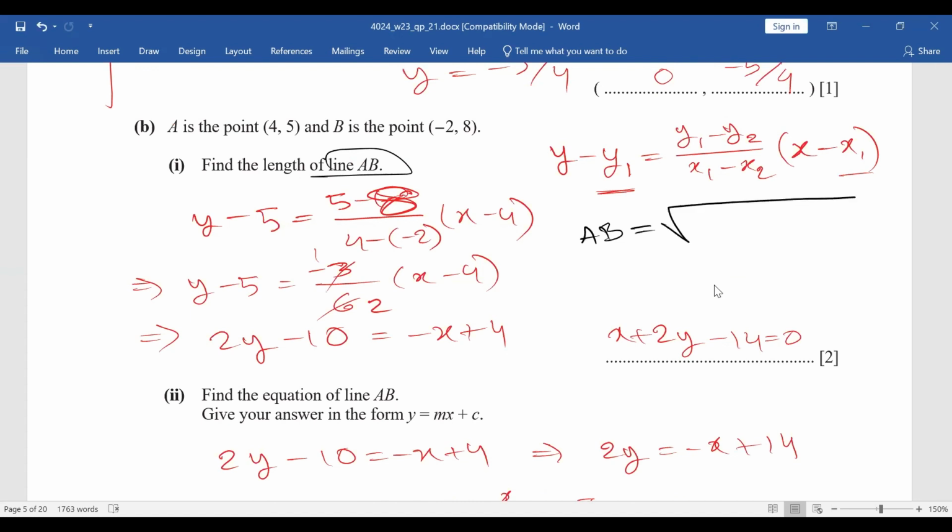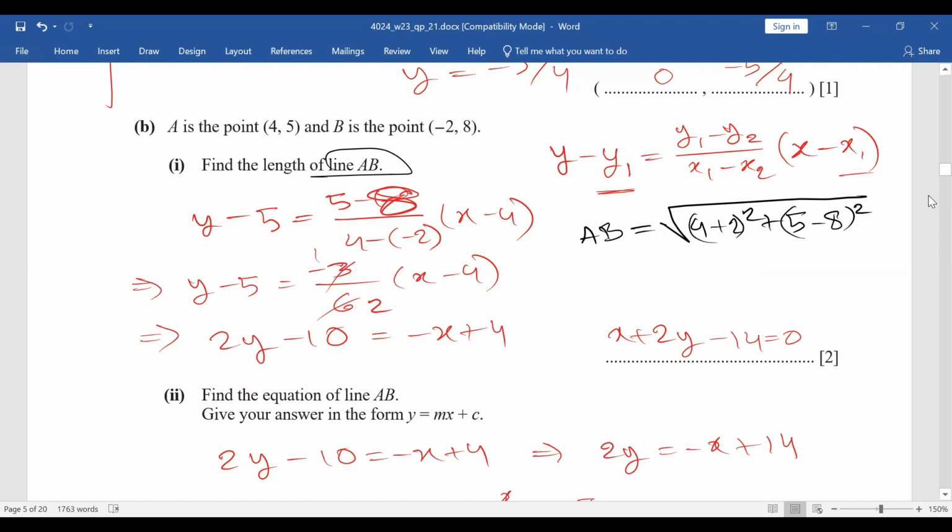The length AB equals root over (x1 minus x2) whole square plus (y1 minus y2) whole square, where x1, y1 and x2, y2 are the coordinates of points A and B. So x1 is 4 and x2 is minus 2. 4 minus minus 2, that is 4 plus 2 whole square, plus 5 minus 8 whole square. That is the difference between the x coordinates and the y coordinates.